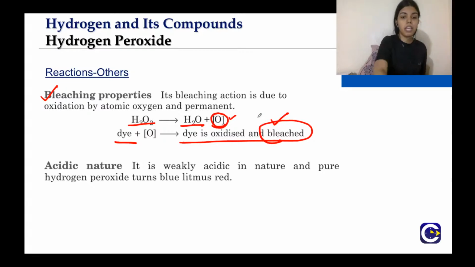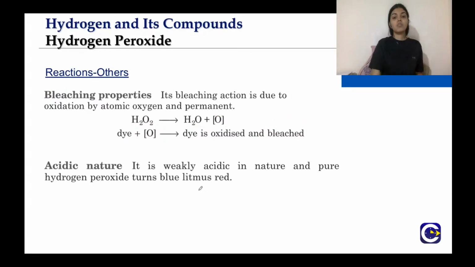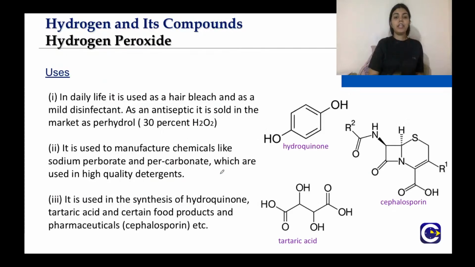Okay. Next is the acidic nature. So it is weakly acidic. However, if you take pure hydrogen peroxide, it turns blue litmus red. In daily life, it is used as a hair bleach. It is used as a mild disinfectant, right? Like in antiseptics also. It is used in manufacture of various chemicals, for example, sodium perborate or percarbonate, right?